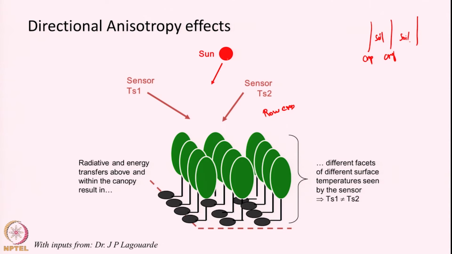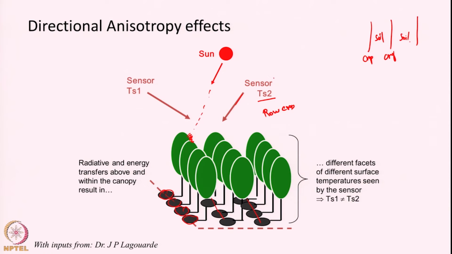So, the sun is here. Let us say one sensor is looking from this direction, one sensor is looking from this direction. Due to solar radiation coming in from this side, what will happen? There will be a thermal shadow here. Thermal shadow means this particular portion on the soil surface will not receive direct solar radiation. All the solar radiation will be blocked by this canopy. This part will not receive much radiation, will remain cool itself, the temperature will not rise a lot. The same thing will happen to all the soils in between.